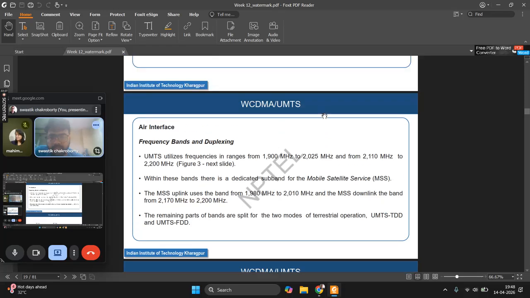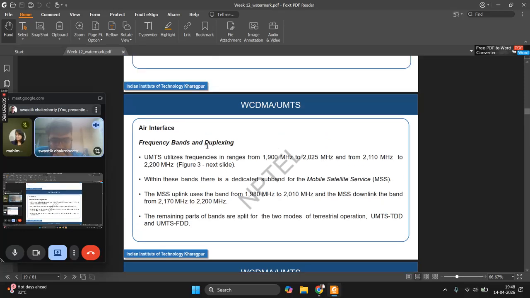Now, the air interface UMTS utilized frequencies from 1.9 to 2.025 gigahertz. So it was sub 6 gigahertz, of course. 1.9 to 2.025, that is around 2 gigahertz. It used just more than 100 megahertz, 125 megahertz total. And there was another band which existed from 2.11 to 2.2 gigahertz, which is some 90 megahertz.